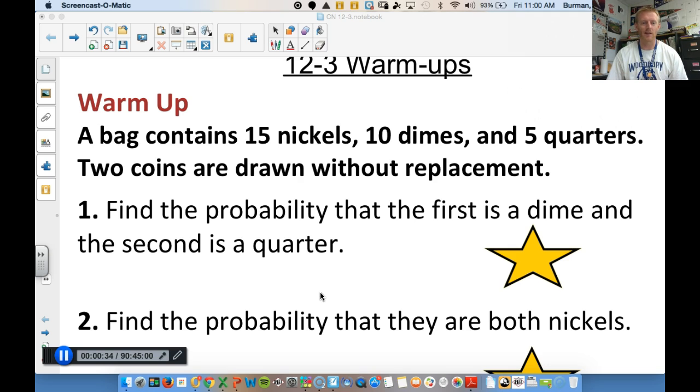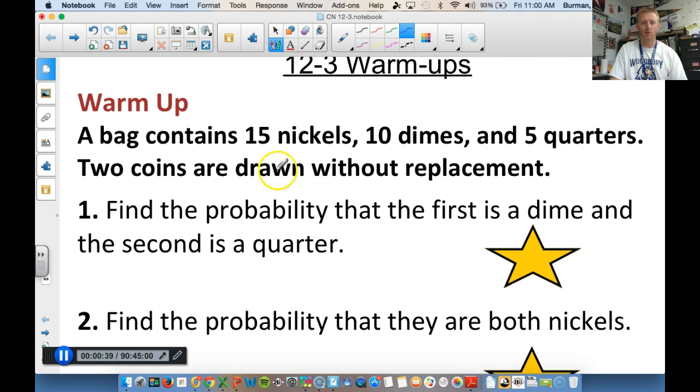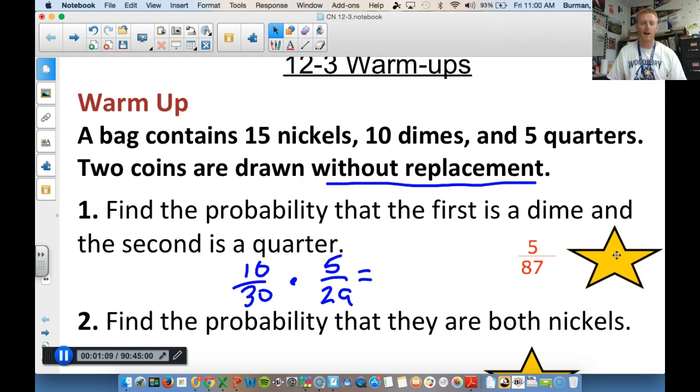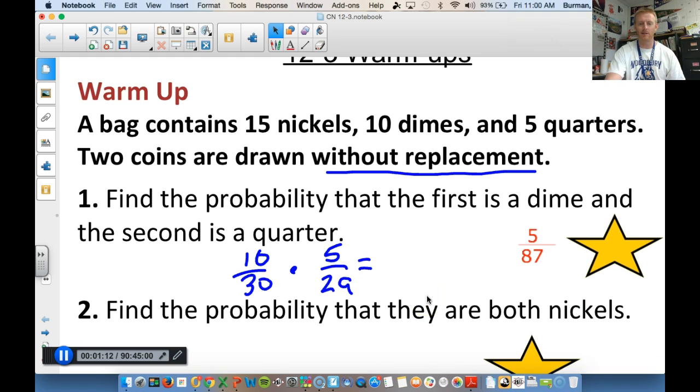So we have find the probability that the first is a dime and that the second is a quarter. So there's a total of 30 coins here, and then the first one being a dime, so there's 10 out of 30 that are dimes. And then up here it says without replacement, so now I'm at 29 coins for my next one, and it says then a second one's a quarter, and there's 5 quarters, so multiply those two numbers together in my calculator, and when they simplify I get this for my answer of 5/87. So we just plug that stuff in the calculator.